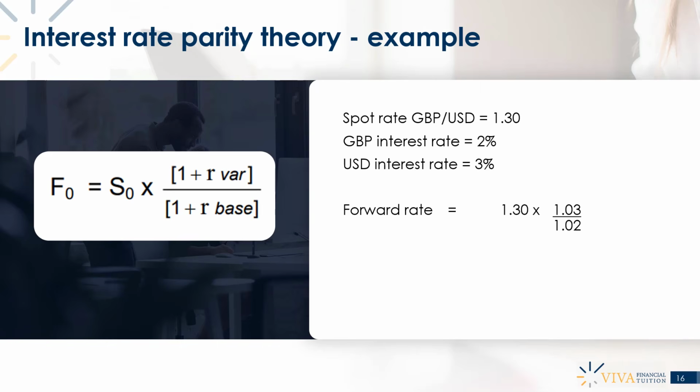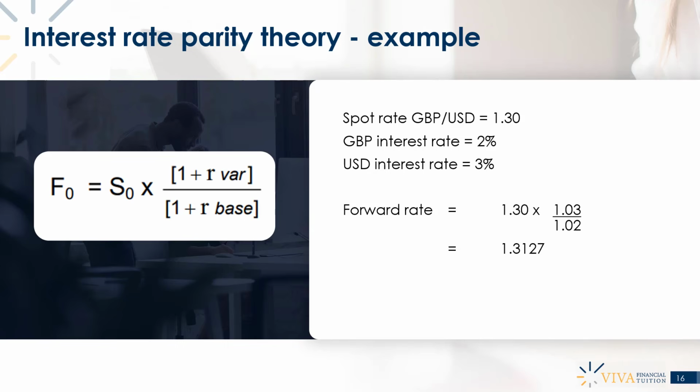Okay, let's stick these numbers in then and see if it works. So the spot rate was 1.30, so that's $1.3 for £1. The interest rate in the variable currency is dollars because that is the 1.3. That's the one that changes. So that is 3%, that goes on the top. And then the sterling rate, the fixed currency, the base currency goes on the bottom, 1.02. And that comes out at 1.3127.